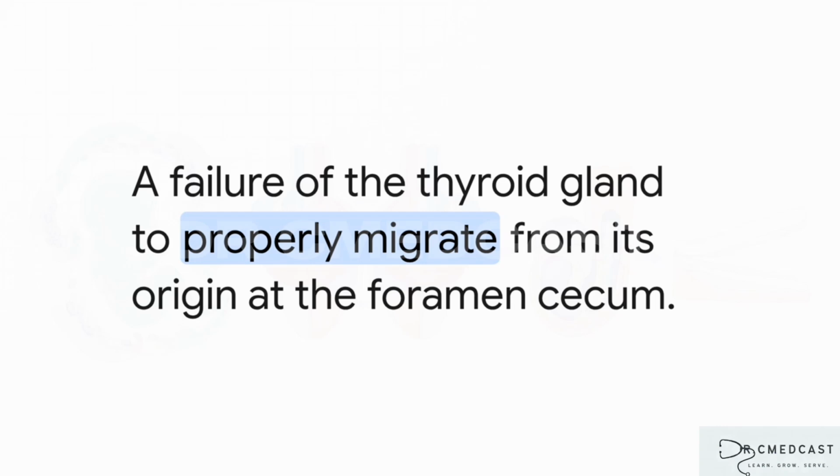The thyroid tissue never made its journey from its starting point, the foramen cecum, down into the neck. It got left behind, resulting in a lingual thyroid. This is a perfect example of how understanding the developmental journey of a structure is absolutely essential for clinical diagnosis. And that right there is the power of embryology.